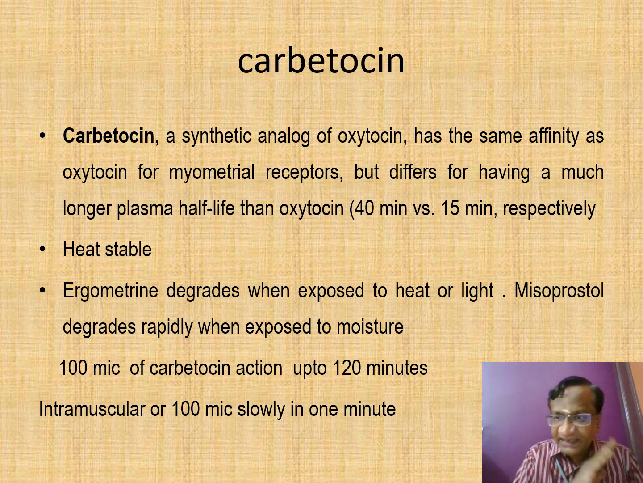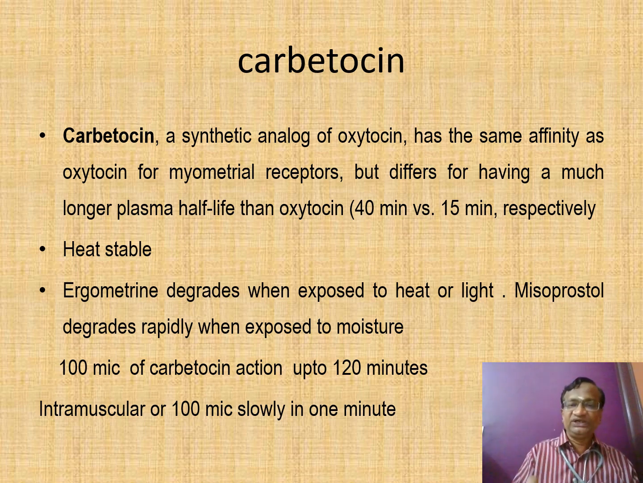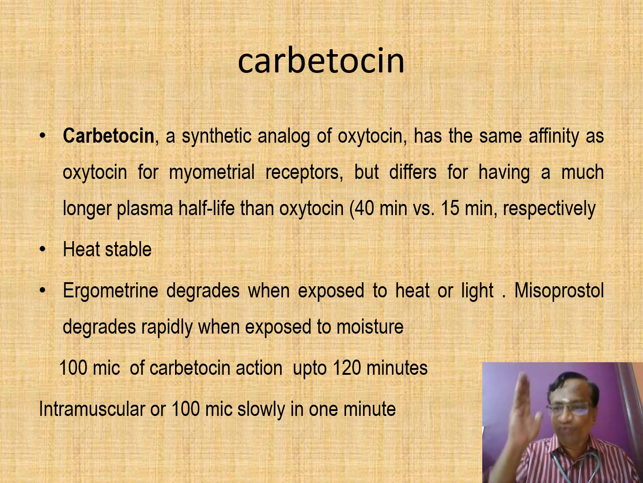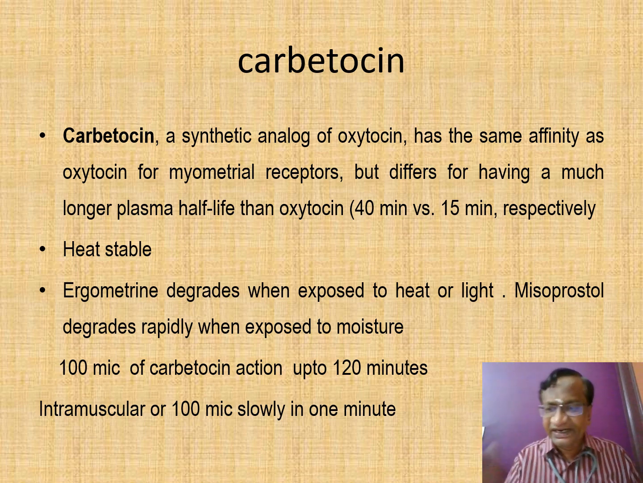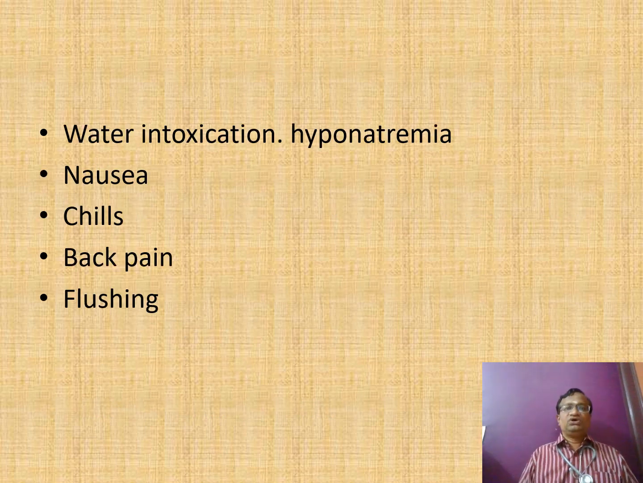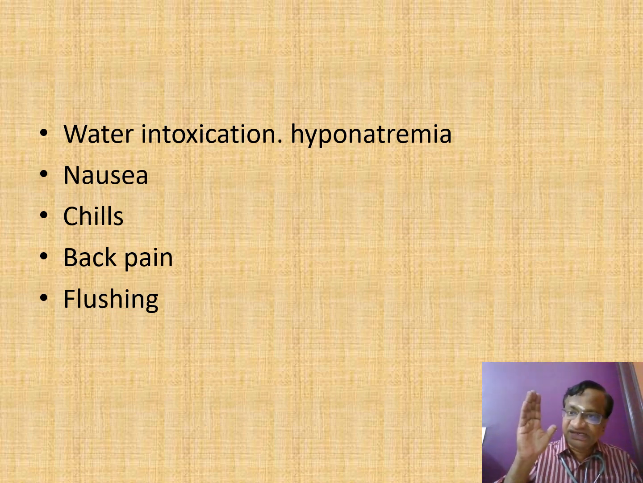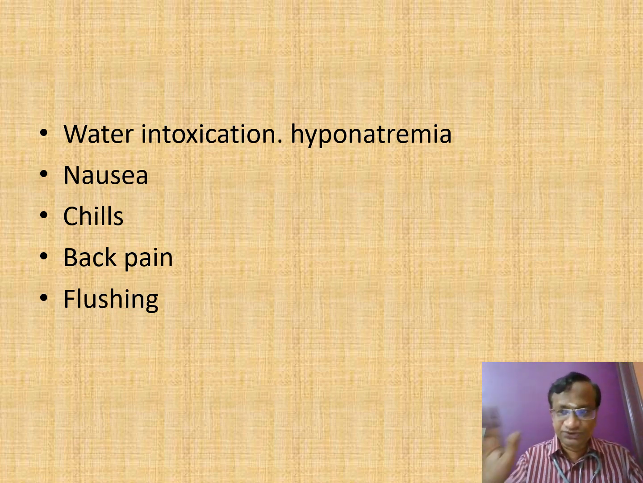If it is not needed to give in 100 ml NS, clear evidence tells that we can give carbetocin slowly over a period of 1 minute, 100 mics straight IV. There is no doubt about it. We can also use intramuscular. Again, the same thing, water intoxication, hyponatremia, nausea, chills, back pain, flushing, all these things are possible. That is why I told previously, carbetocin or oxytocin should not be given with dextrose-alone solutions.